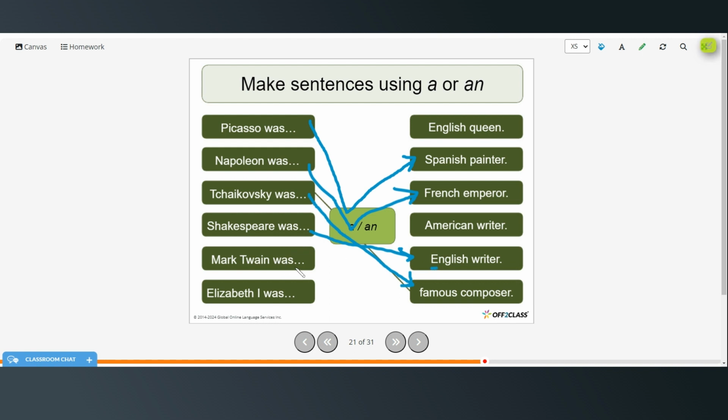Mark Twain was an American writer. So again, because of the A on American, we use an. And Elizabeth I was an English queen. So again, because of the E in English, we use an English queen.